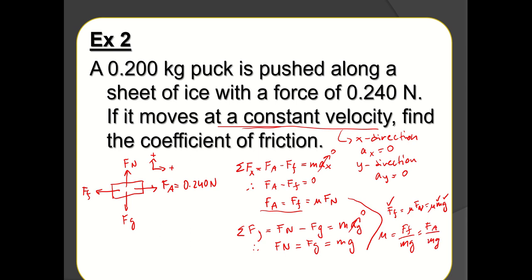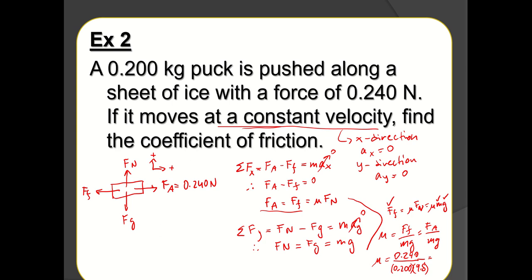All right. So basically, we're going to take our 0.240 newtons divided by the mass times the gravity. So our mu is equal to 0.240 newtons over 0.200 times 9.8. When you do the calculation here, the 9.8 is a constant, so we're not going to count it towards sig figs. So it's just going to be the mass and the Fa in this case. Both of them had 3 sig figs, so the final answer should have 3 sig figs.